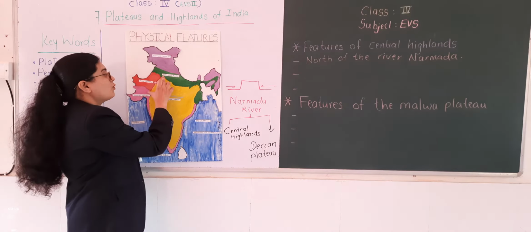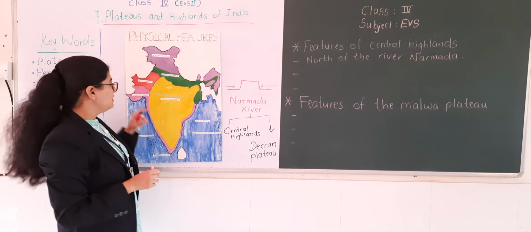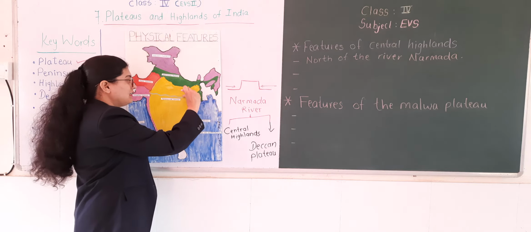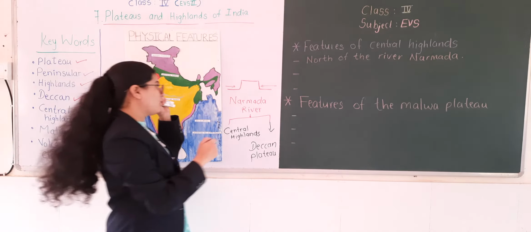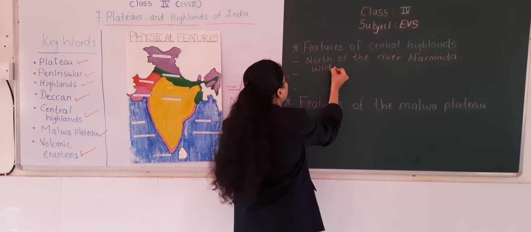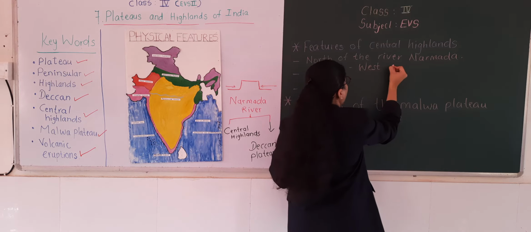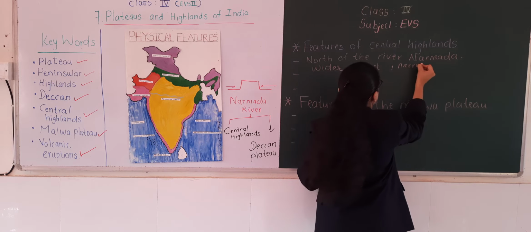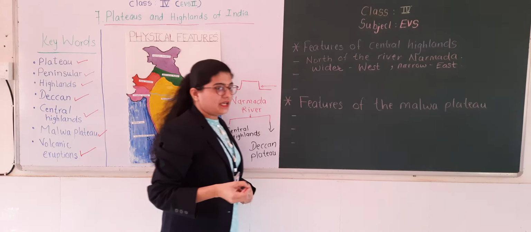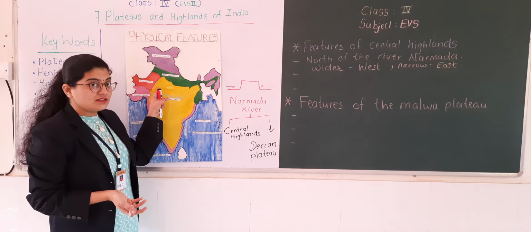Then how is it looking? Yes, it looks wider to the west and narrower to the east. Okay? How does it look? It looks wider to the west and narrow to the east. So the next point is, it is wider to the west and narrow to the east. Okay, now do you know how these highlands form?